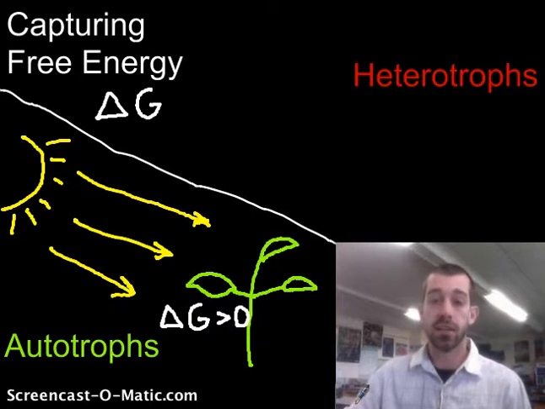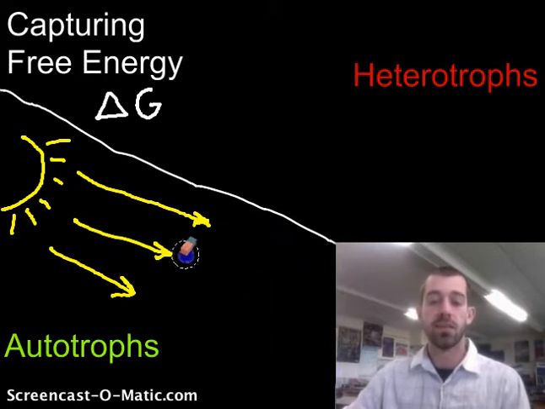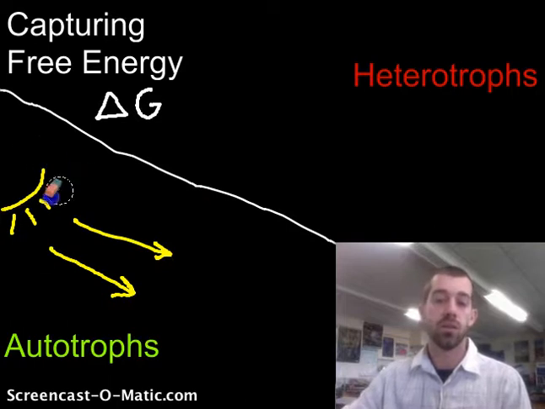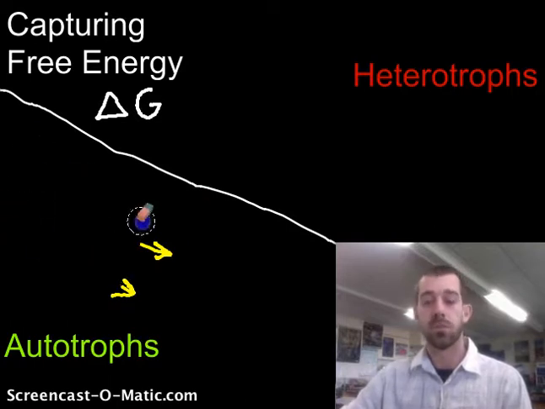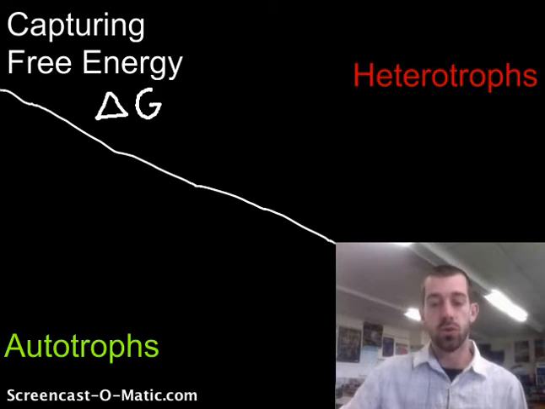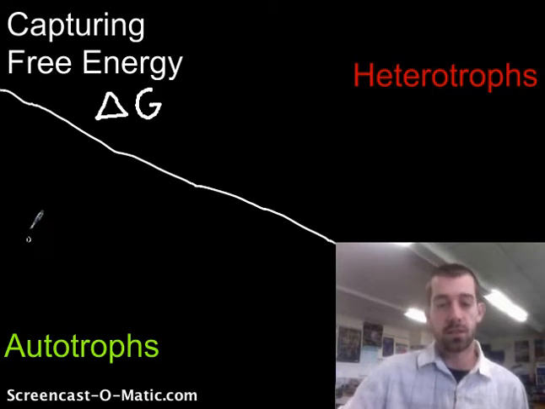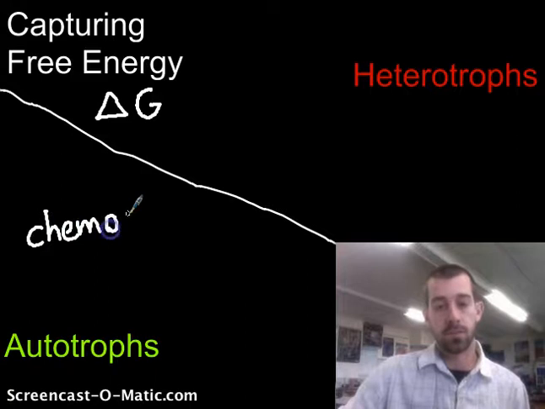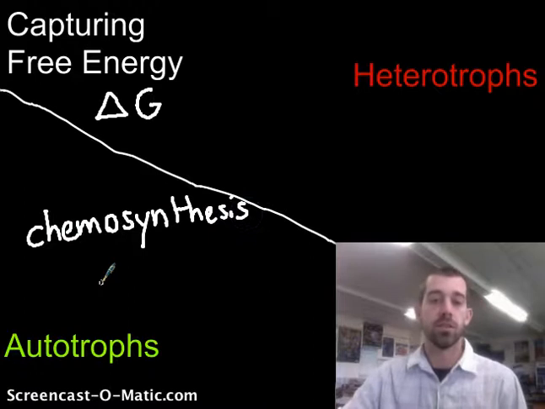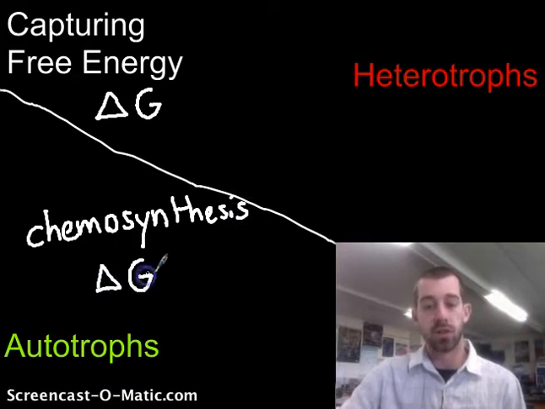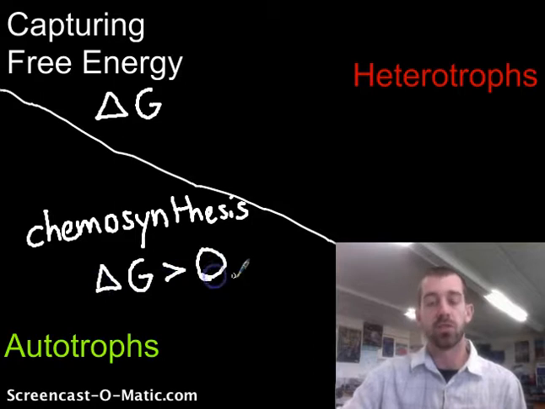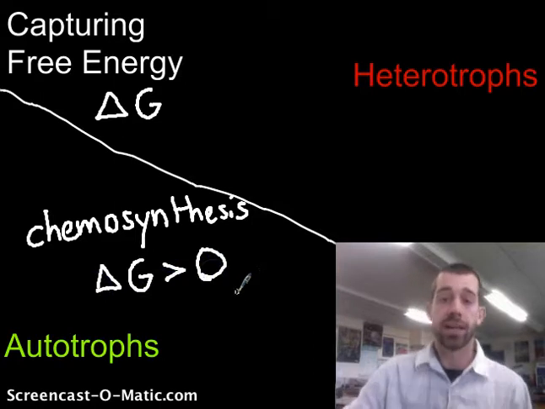There is another kind of autotroph as well, and that would be an organism that is what we call chemosynthetic. Organisms that are chemosynthetic can actually use small molecules just present in the environment in order to do what we call chemosynthesis. This is another situation where you're able to take the energy from those chemicals and store it. So as far as the organism is concerned, it is storing energy, so delta G is going to be greater than 0 in that case also.